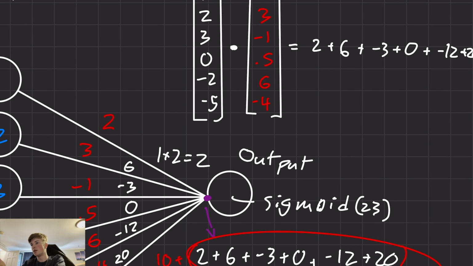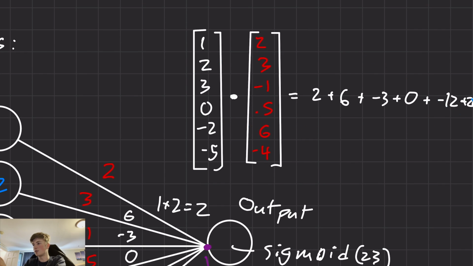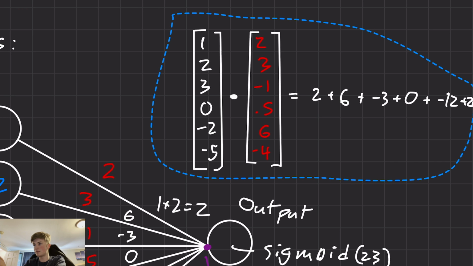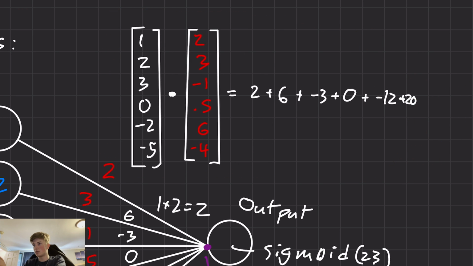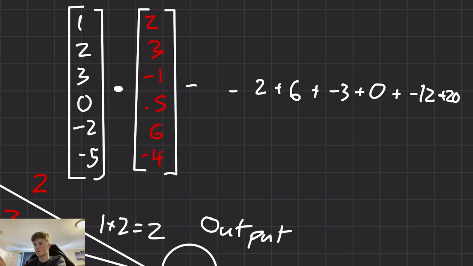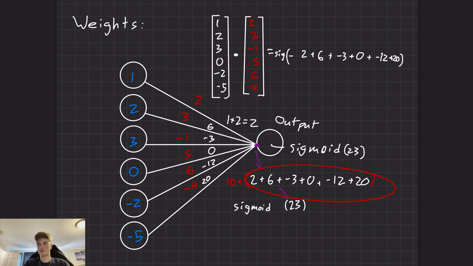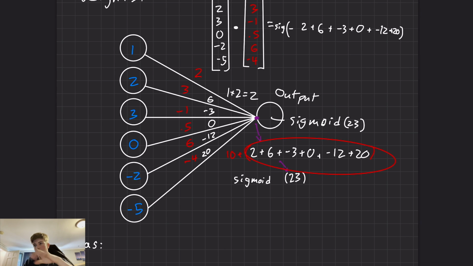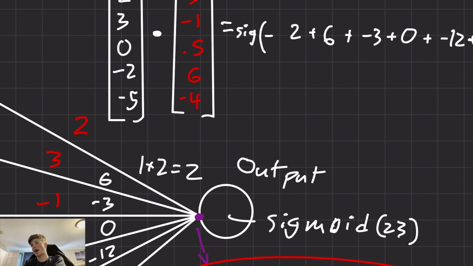Now, all we need to do is just wrap this. Here, I'll move this over so we have a little more room. We just have to wrap this in our sigmoid function. So that's all we have to do if we want to do the outputs all in one step. And if we wanted to add a bias, we could just add that in there.